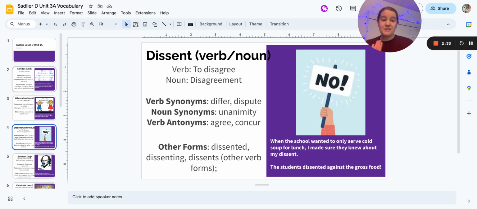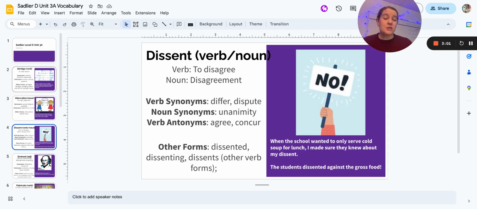Our next word is dissent, which is both a verb and a noun. It's one of those two parts of speech words, but they're very, very similar. So hopefully this will be easy to keep track of. The verb form is to disagree. So the action of disagreeing. I am dissenting to your opinion, to what you have said. The noun form is the disagreement itself. We had a dissent when we were arguing about whatever the case was. So you can have an altercation, there can be a dissent, or you can dissent with a person.